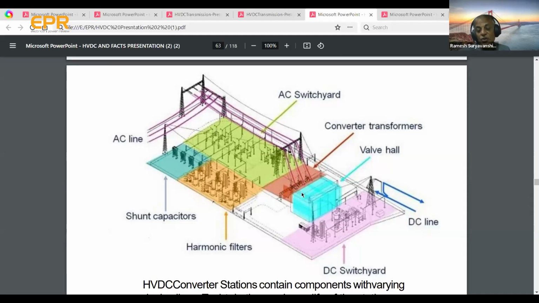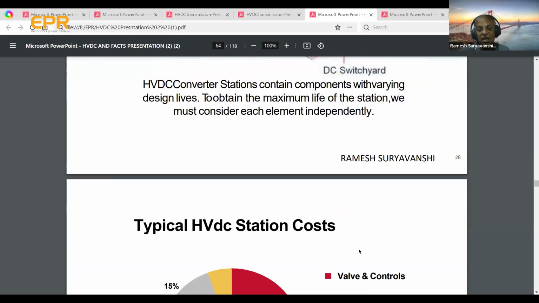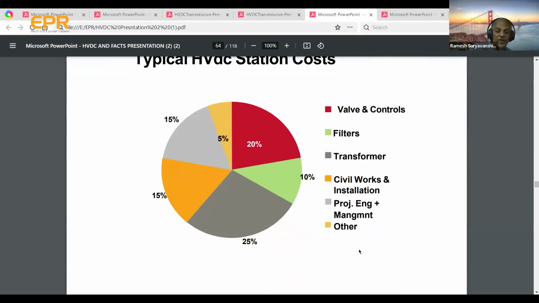And then you get into the valve hall. In that, power electronics are there, thyristors, that convert AC into DC. Then you come out into the DC switchyard, and from this gantry we take out two lines, plus or minus bipole, that is the DC line, and this is the DC switchyard. Okay, and this is also very economical.